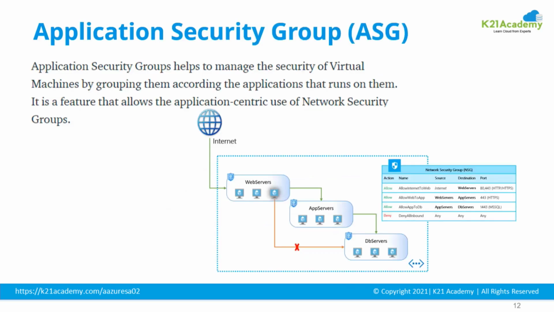So in a nutshell, application security group helps you to manage the security of virtual machines by putting them into a group of applications or a similar set of applications that run, and these application security groups can then be used inside the network security group, which is a firewall, to say allow or deny.